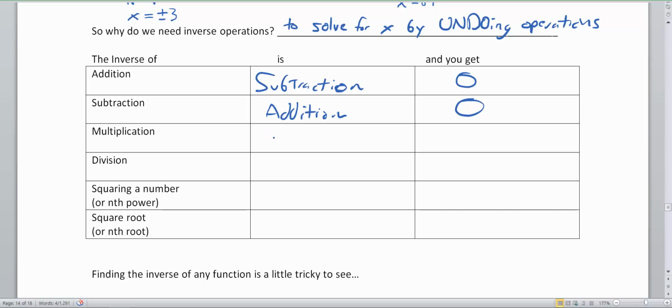Multiplication. The inverse of multiplication is division. And what you get is 1. You don't get 0, because 5 divided by 5 is 1, or even negative 6 divided by negative 6 is 1. And the inverse operation of multiplication or division is multiplication.